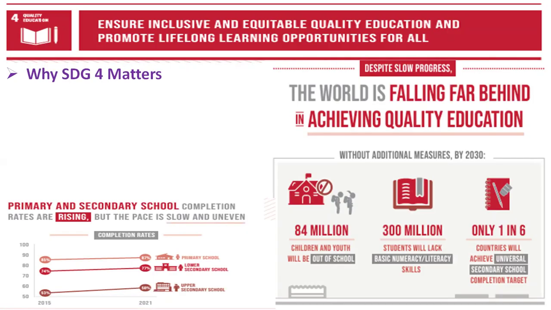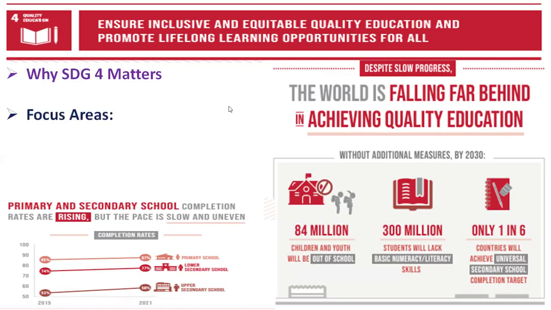and contribute to sustainable societal progress. Achieving SDG 4 is essential for fostering innovation, building equitable communities, and driving global economic growth. And this is exactly what we have: the world falling far behind in achieving quality education.